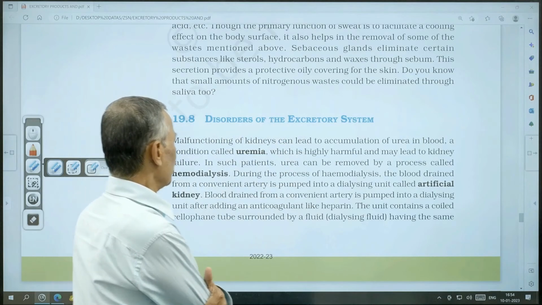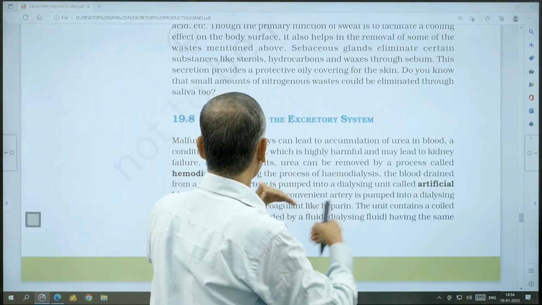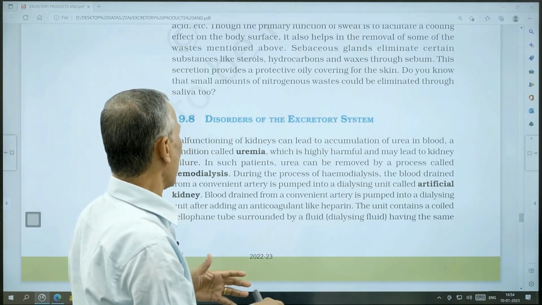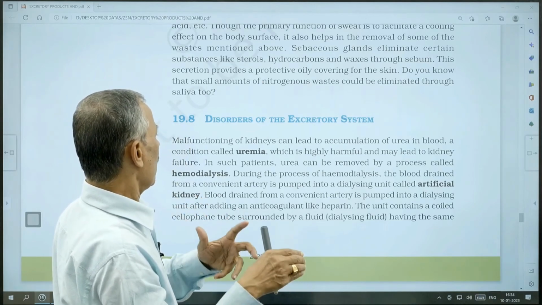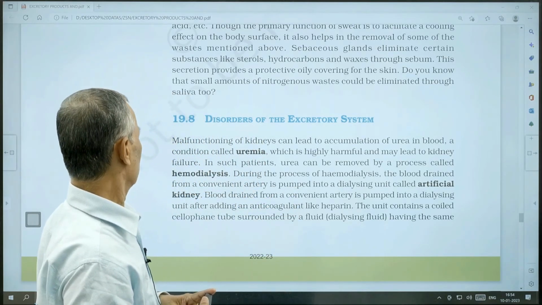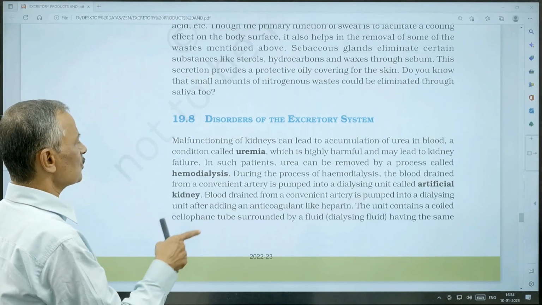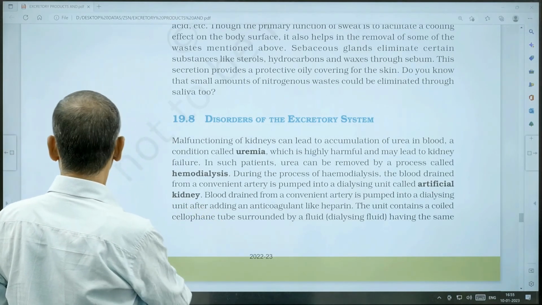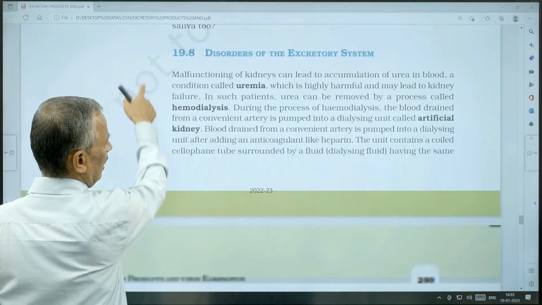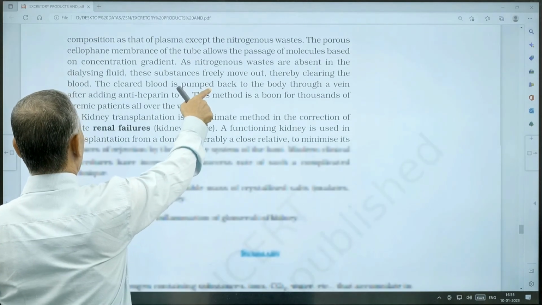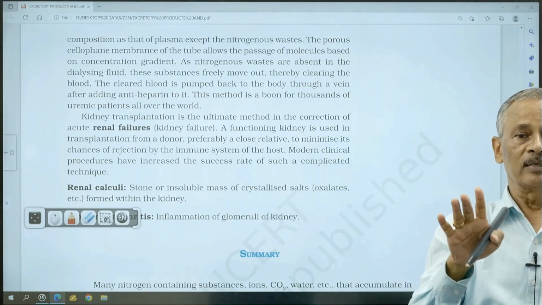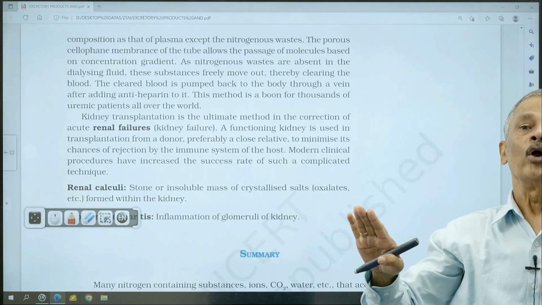In hemodialysis, blood is taken out of our body from a convenient artery and given to an artificial kidney. The blood drained from the artery is pumped into the dialysing unit after adding an anticoagulant like heparin. And what is this dialysing unit? It just consists of a coiled cellophane tube kept in a chamber, and the chamber is filled with a dialysing fluid, which has the same salt concentration as blood, except that there is no nitrogenous waste.